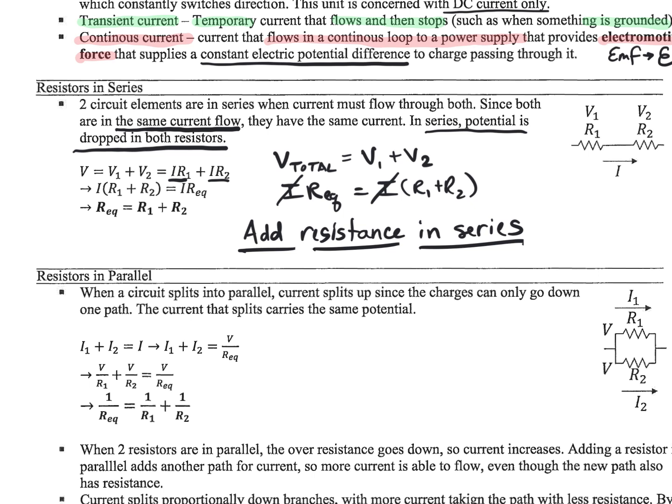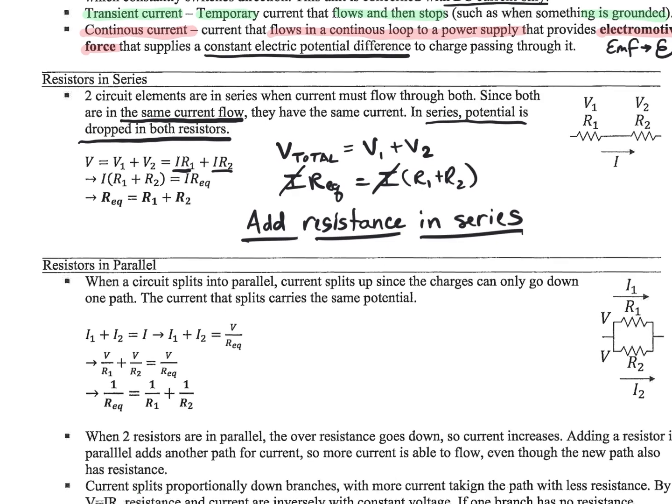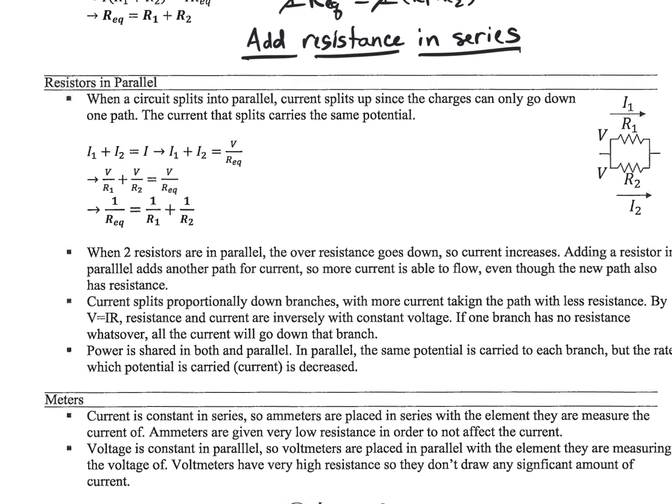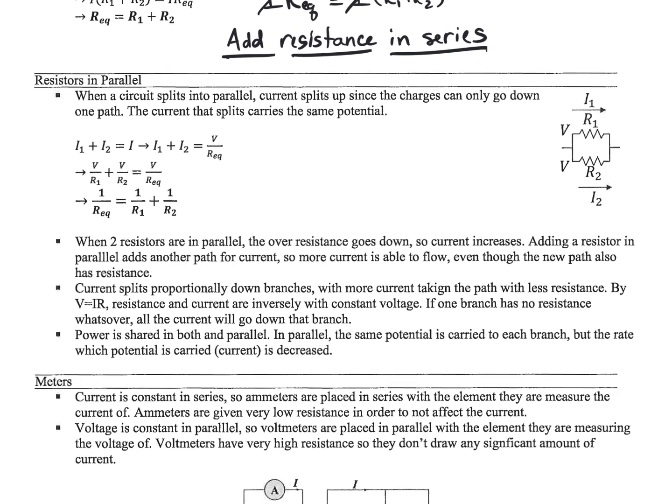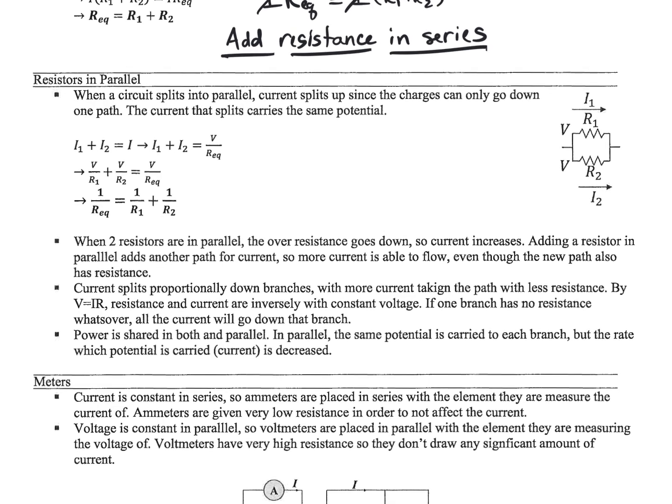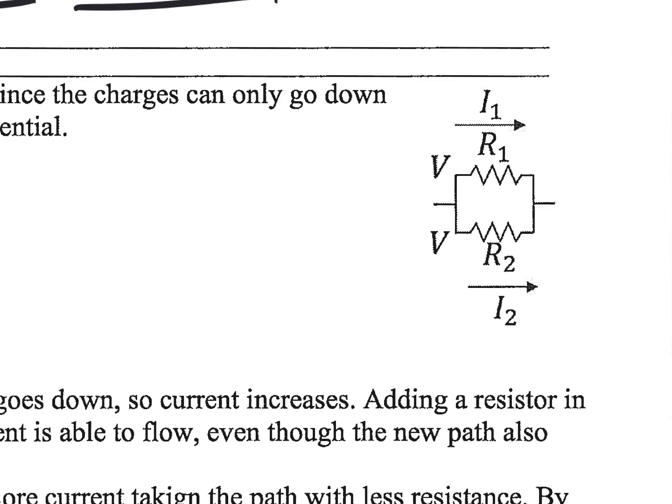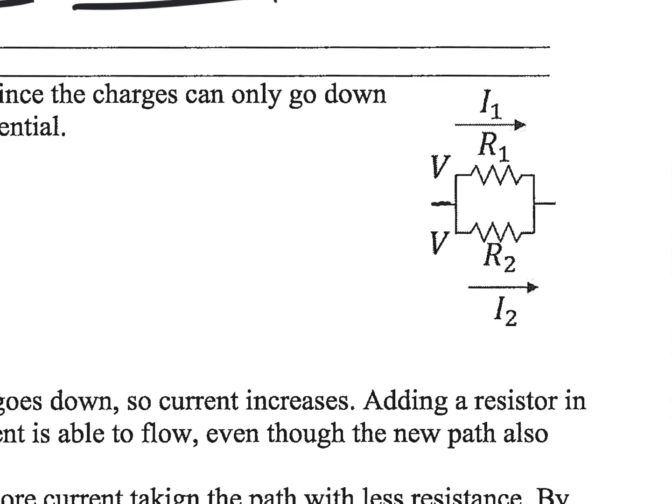EQ is equivalent resistance. However, now we got to look at resistance in parallel. Resistance in parallel is different, guys, because what's happening in parallel? Look at this circuit in parallel. We're branching, aren't we? We got a branch that goes this way and a branch that goes that way.